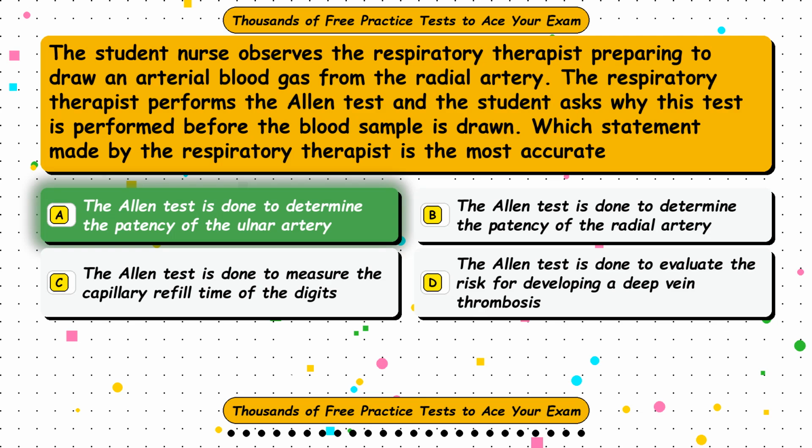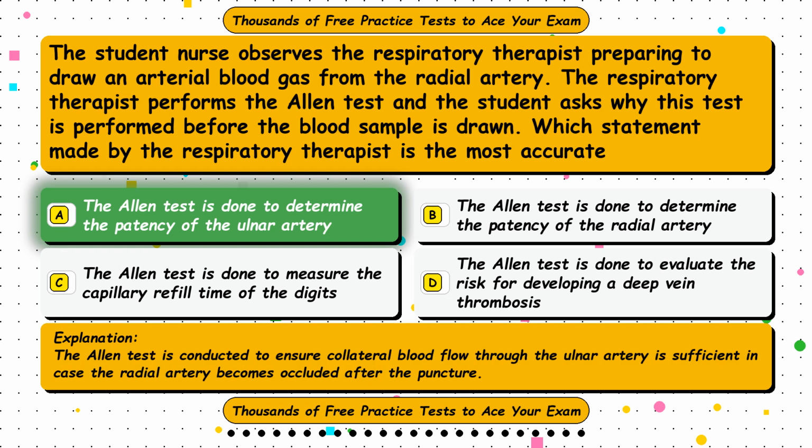The correct answer is option A. The Allen test is done to determine the patency of the ulnar artery. The Allen test is conducted to ensure collateral blood flow through the ulnar artery is sufficient in case the radial artery becomes occluded after the puncture.